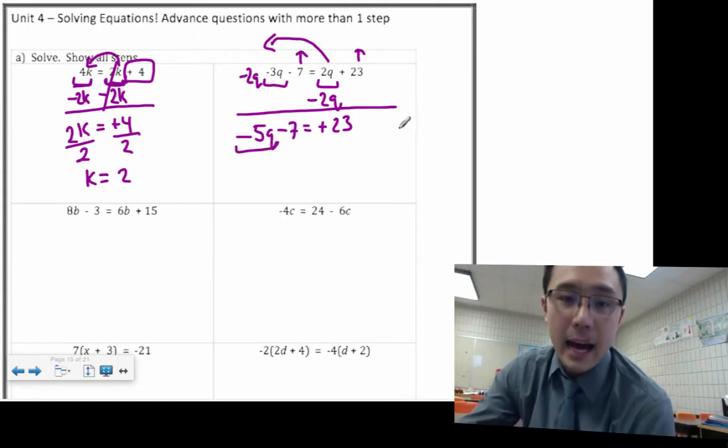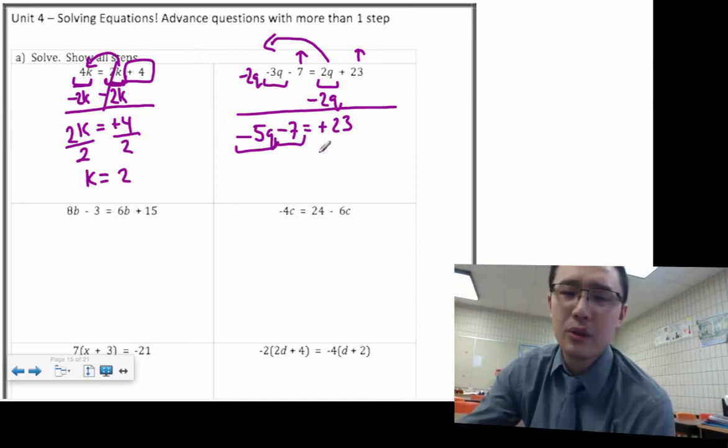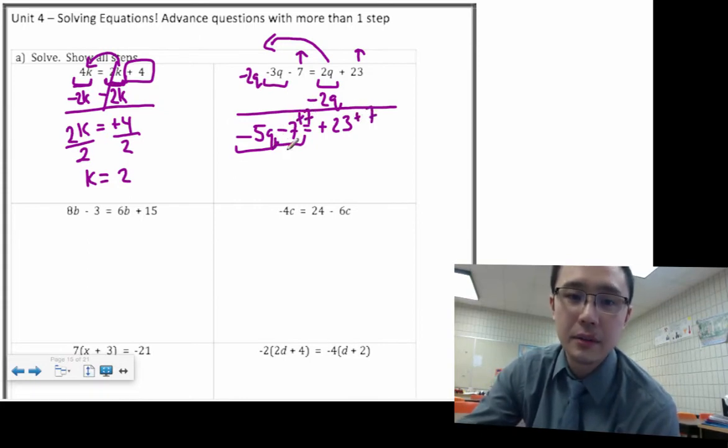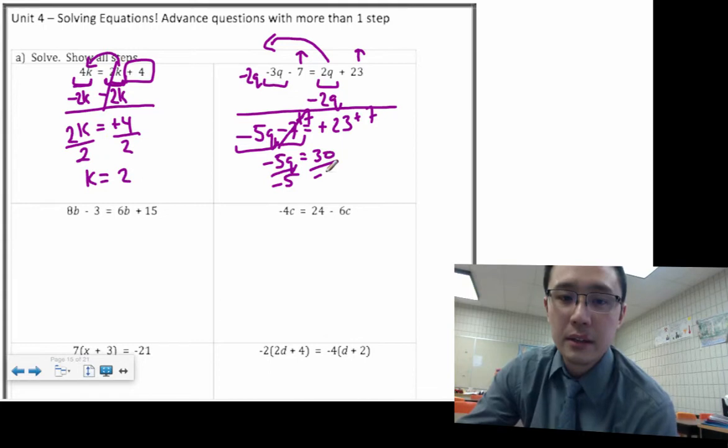That's good. Now, after I have all the q's on one side, I have this number stuff with the q. I don't want that. I want q by itself. So I'm going to add 7, cancels, negative 5q is equal to 30. Divide by negative 5 to make it positive. So then q is equal to negative 6.